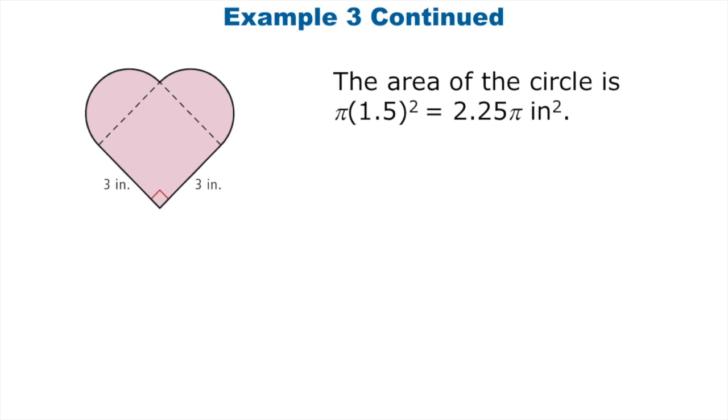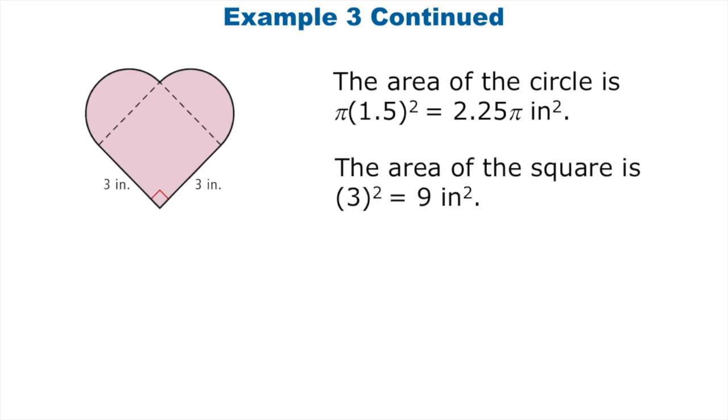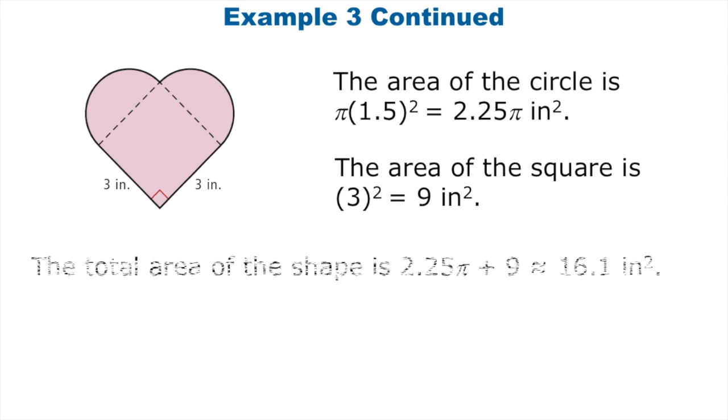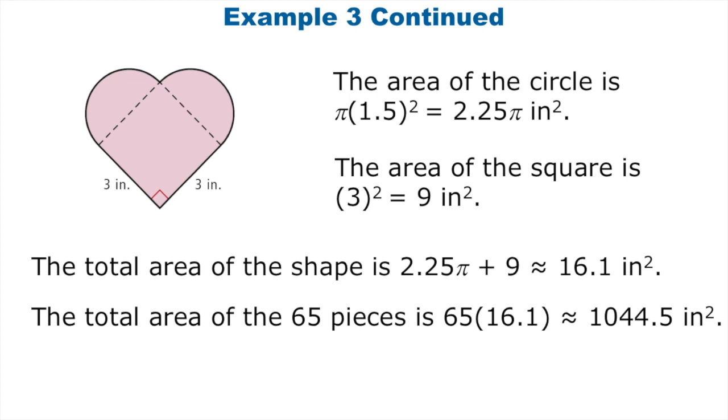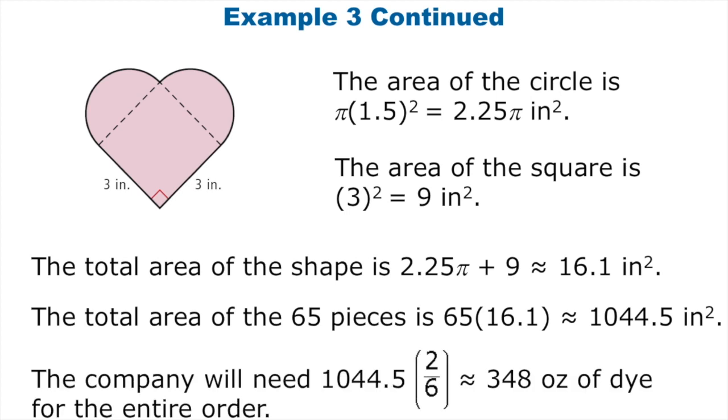So the area will be pi times 1.5 squared, which is 2.25 pi inches squared. Then the area of the square would be 3 times 3, which is 9 inches squared. So the total area of the shape is 2.25 pi plus 9, which is approximately 16.1 inches squared. So since we need a total of 65 pieces, we multiply those two values together, and that's approximately 1,044.5 inches squared. So the company will need that value times 2/6, which is approximately 348 ounces of dye for the entire order.